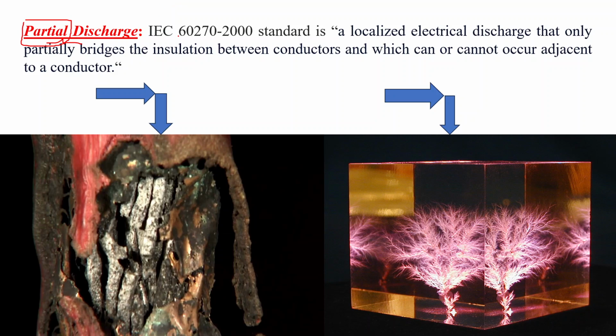So according to the IEC 60270-2000 standard, the definition is: a localized electrical discharge that partially bridges the insulation between conductors and which can or cannot be adjacent to a conductor. So this is the standard definition according to the IEC.